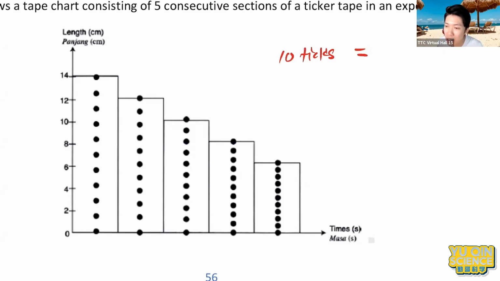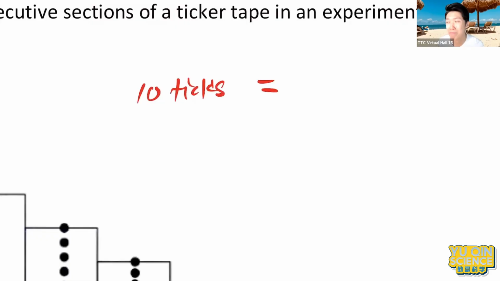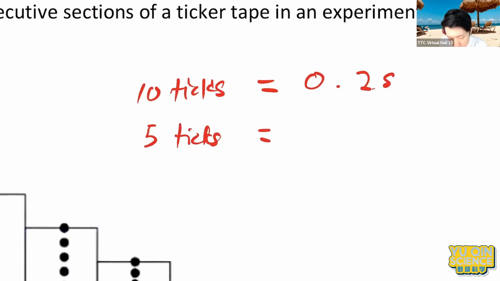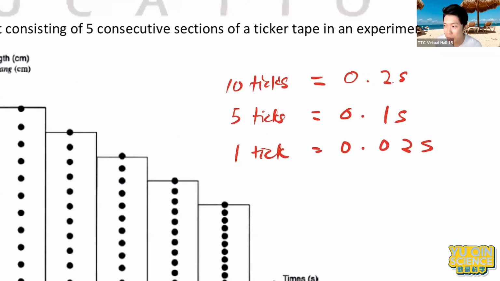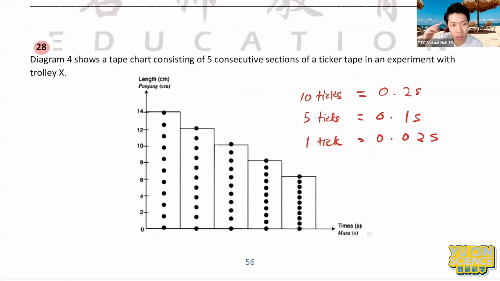10 ticks is 0.2 second. 5 ticks is 0.1 second. Because 1 tick is 0.02, do your maths. Okay, cool. This is something you want to engrave into your brain already. Don't struggle in the exam. 10 ticks, 0.2 second.